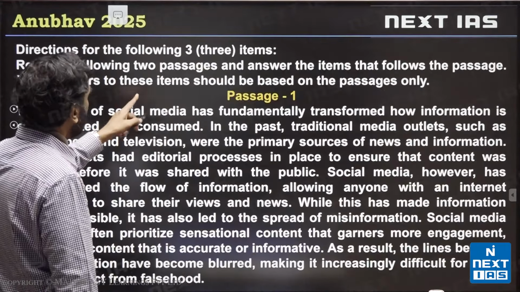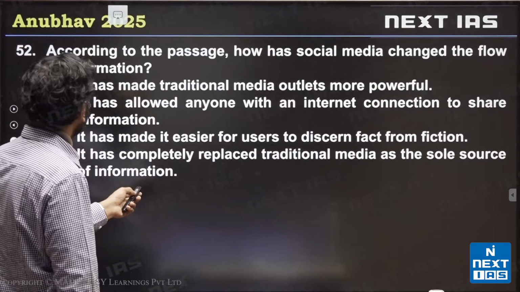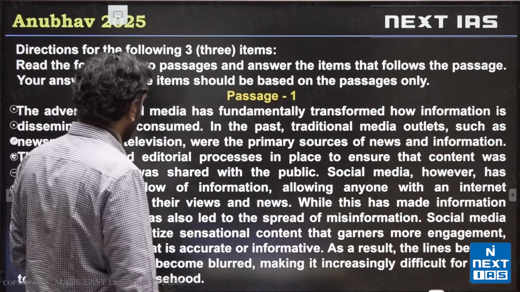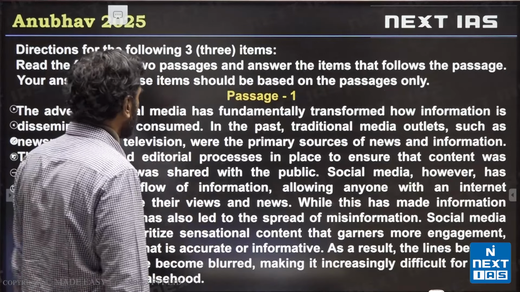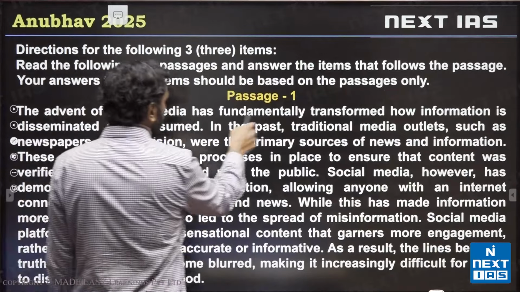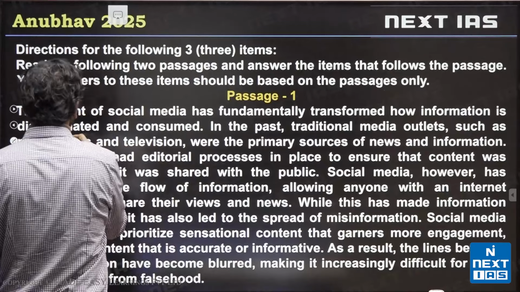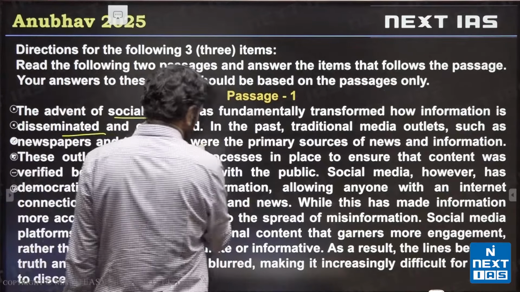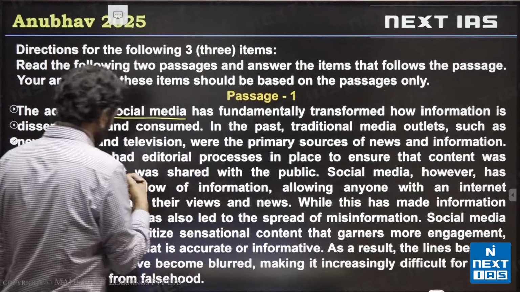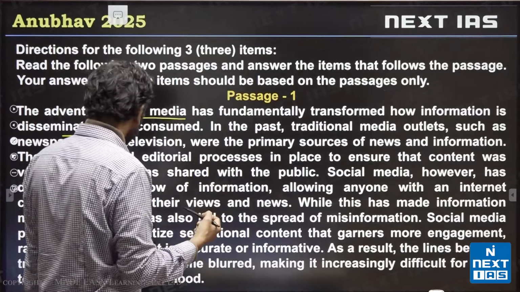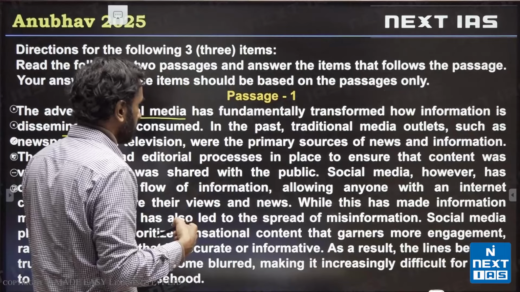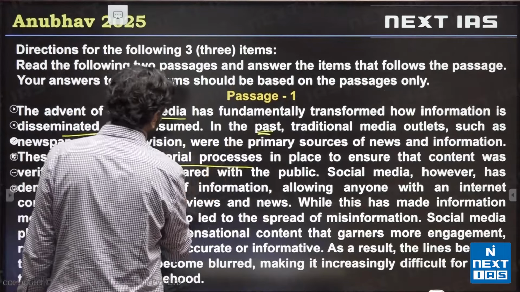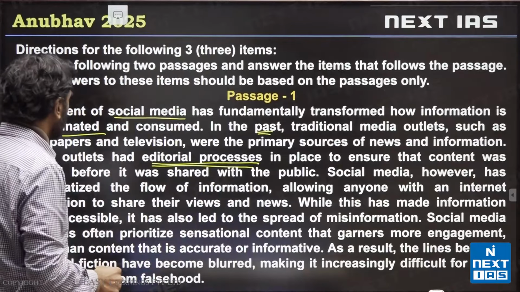We have 2 passages and 3 questions. Let's see how many questions this has. This has 2 questions. So let's just read the passage. Let's not bother about the questions now and figure out the main point. We'll bother about the questions after. The advent of social media has fundamentally transformed how information is disseminated. Social media, dissemination of information. In the past, traditional media outlets such as newspapers, television were primary sources. These outlets had editorial processes. So, past outlets had editorial processes in place to ensure content was verified.